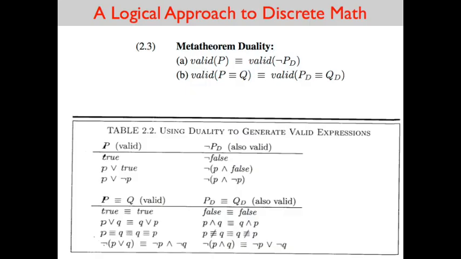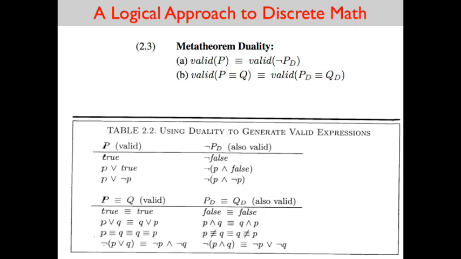So here's the example in the book. Unfortunately, I think what he does here is he's doing all valid ones, the case where it's valid. So clearly, true is valid, right? The dual of true is what? False. And then not false is also valid, right? And then here, P or true. That's valid, right? Because true or anything is true. And then the dual of this is P and false, and then not (P and false) is also valid, etc.